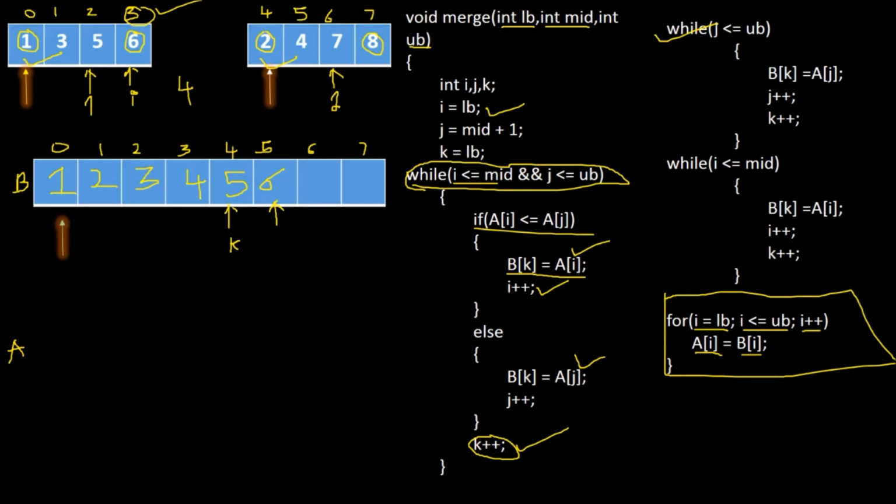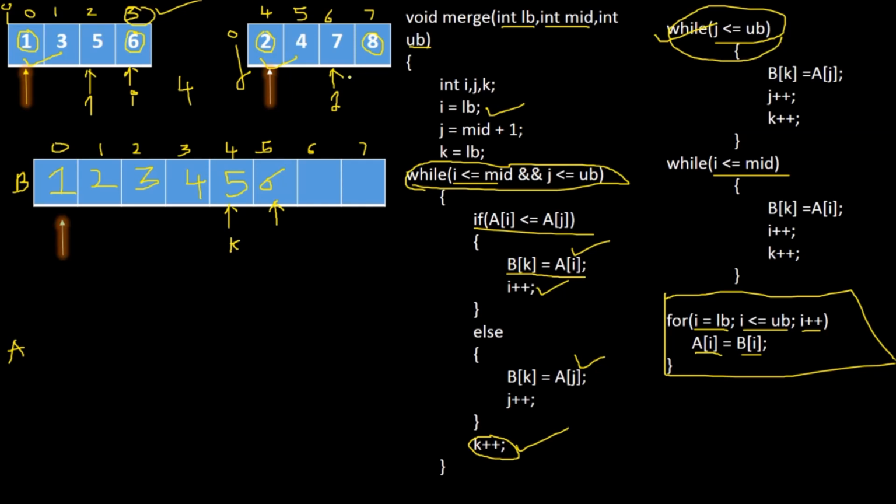Why this line, sir? I am writing this line because I am going to see whether the i part is exhausted or the j part is exhausted. Exhausted means all the elements from the i part are already copied, or all the elements of the j part are already copied. So while i is less than or equal to mid, that means some elements are remaining in the i part. And while j is less than or equal to ub, that means some elements are remaining in the j part.